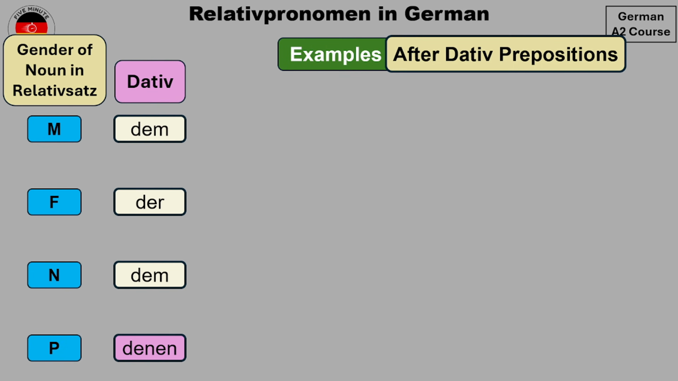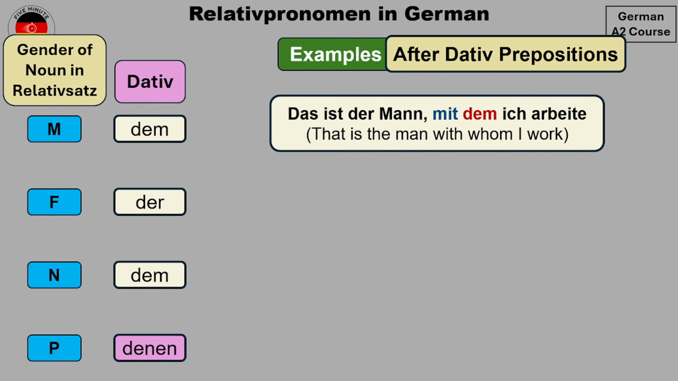So an example for the masculine case will be, das ist der Mann, mit dem ich arbeite. That is the man with whom I work. So you see, since we have used the dative preposition mit over here, that's why we have used dem, which is the relative pronoun for masculine in dative, to refer to der Mann.